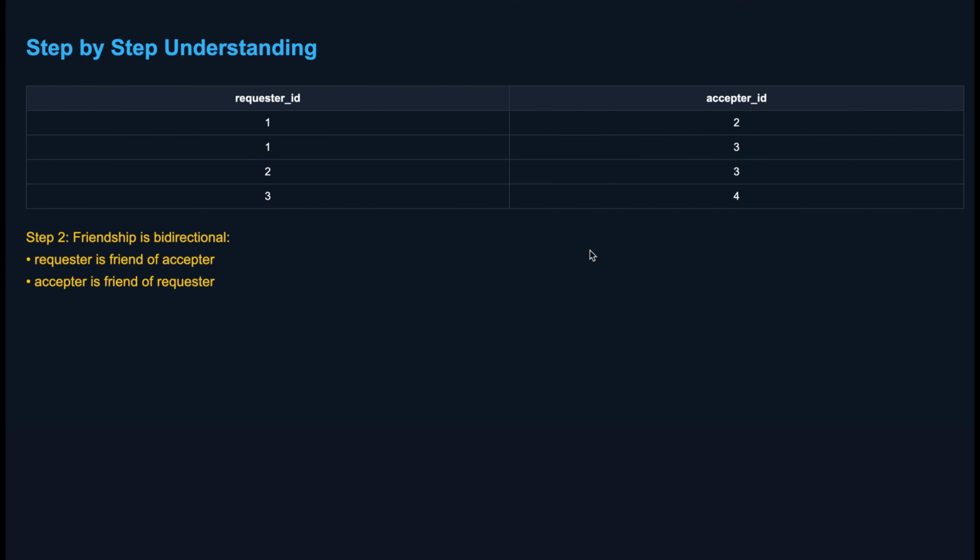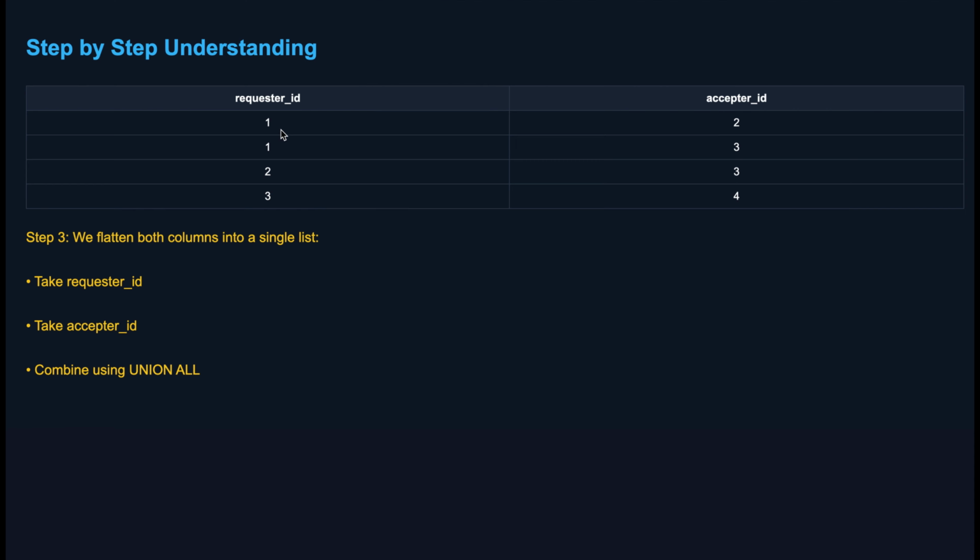Now to simplify this, we convert the table into a single list of users. We do this by taking all the requester IDs, then taking all the acceptor IDs, and then combining them using UNION ALL, right? So this gives us a flattened list where each row represents one friend connection. Now after flattening, each occurrence of a user means they are connected to one friend. So if a user appears multiple times, it means they have multiple friends.